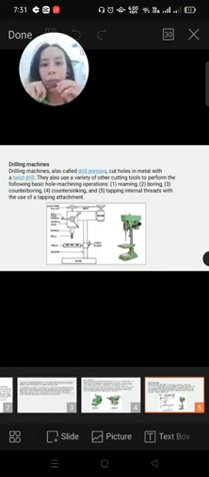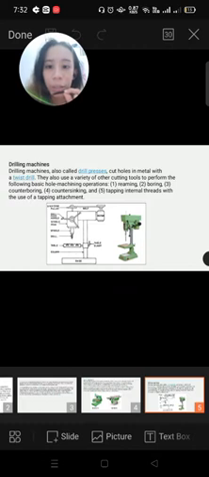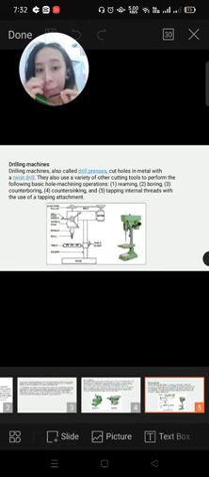Yes. Next is drilling machines. Drilling machines, also called drill presses, cut holes in metal with a twist drill. They also use a variety of other cutting tools to perform the following basic hole machining operations. Number one is reaming. Number two is boring. Number three is counterboring. Number four, countersinking. Number five is tapping internal threads with the use of a tapping attachment.